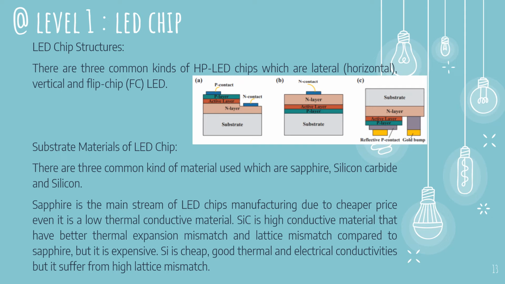The 3 common kinds of material used in LED chips are sapphire, silicon carbide, and silicon. Sapphire is the mainstream of LED chip manufacturing due to its cheaper price, even though it has low thermal conductivity. While silicon carbide is a highly conductive material that has better thermal expansion mismatch and lattice mismatch compared to sapphire, but it is expensive. Last, silicon is cheap with good thermal and electrical conductivities, but it suffers from high lattice mismatch.